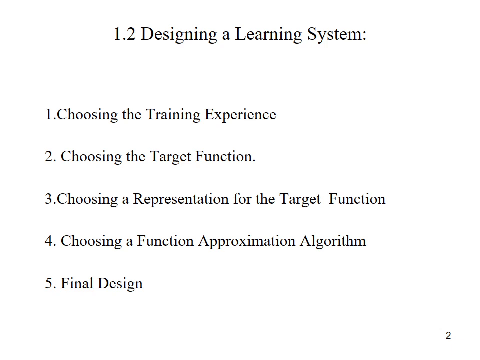Designing a learning system involves various stages. The first step is choosing the training experience. The next step is choosing the target function. The third step is choosing a representation for the target function. The fourth step is choosing a function approximation algorithm. The last is the final design. So we'll see each of the 5 steps in detail.